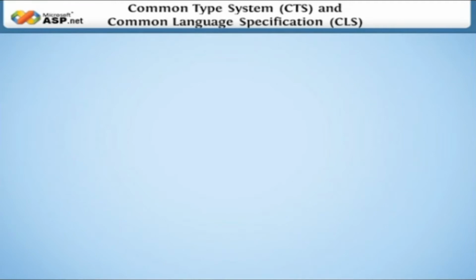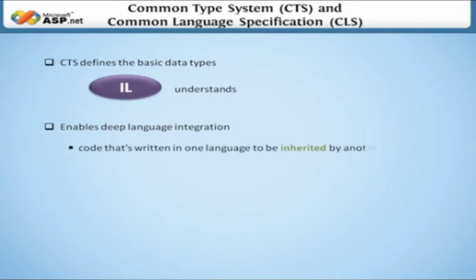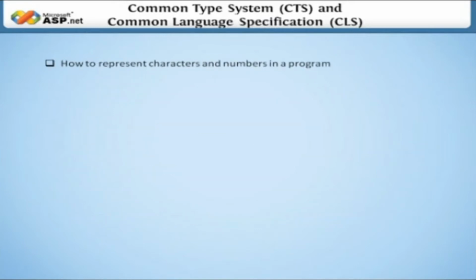Common Type System, or CTS, and Common Language Specification, known as CLS. CTS defines the basic data type that IL understands. The use of CTS is to enable deep language integration by allowing code that's written in one language to be inherited by another language. We can say that CTS is responsible for language reusability. CTS allows two different languages to communicate with each other by passing or receiving parameters to and from each other. The CTS tells you how to represent characters and numbers in a program.